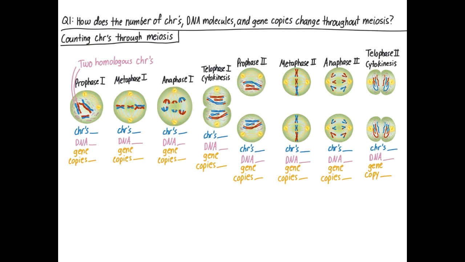Keep in mind that I'm asking for the number of each of these things per cell. We'll consider these cells in telophase 1 to be 2 separate cells, as they will be by the end of telophase 1 and cytokinesis. And here, after telophase 2 and cytokinesis, there are 4 separate cells. So at this point, pause the video and fill in the number of chromosomes, DNA molecules, and the number of copies of each gene in each phase of meiosis 1 and meiosis 2.